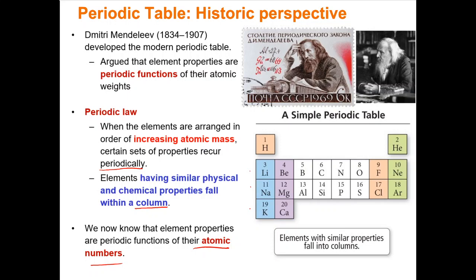But just keep in mind, things like fluorine and chlorine, or halogens, have similar properties, and our noble gases, helium, neon, argon, all have similar properties. So just arranging them by their atomic number, or as he did by their atomic mass, starts to give you these columns that have similar properties.